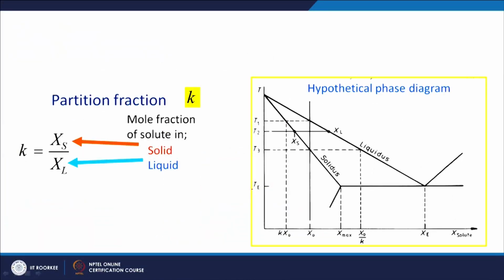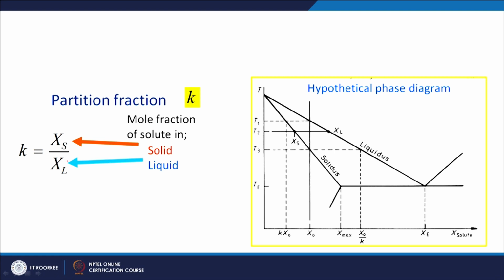So to define variation in the solute content in the solid and the liquid, we will define a term called partition fraction, which we say is K. It is the mole fraction or weight fraction of S divided by that of L. If you are talking in terms of weight fraction, it can be weight fraction, or if you are talking in terms of moles, it will be mole fraction of solute in solid XS and mole fraction of solute in liquid XL.